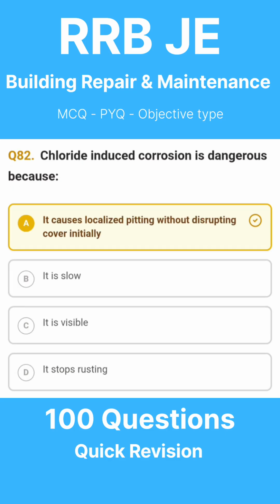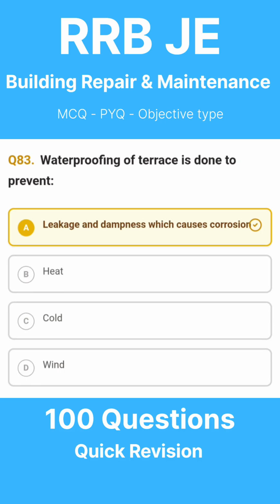Question 82. Chloride-induced corrosion is dangerous because. The correct answer is it causes localized pitting without disrupting cover initially. Question 83. Waterproofing of terrace is done to prevent. The correct answer is leakage and dampness, which causes corrosion.